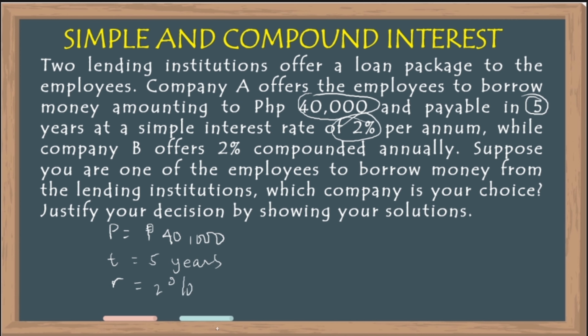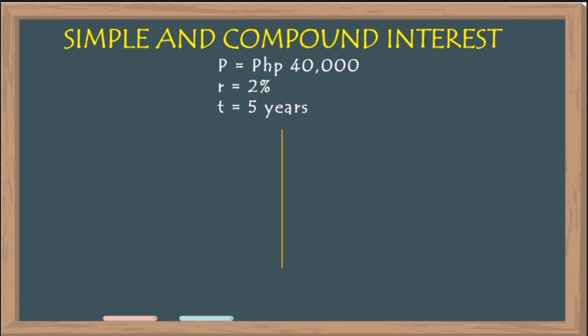Okay. Now, remember, 2% pag kinonvert natin sa decimal is 0.02. Kasi nag-move lang tayo ng dalawang decimal places to the left. Okay, so that's how to convert percent to decimal. So, let's solve this one. So, paano natin isosolve? Kailangan isolve natin siya using simple interest. Then, isolve din natin yung company B, yung compound interest naman. Okay, so let's start with simple interest.